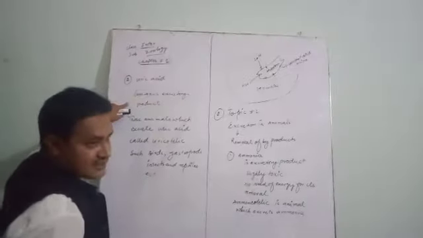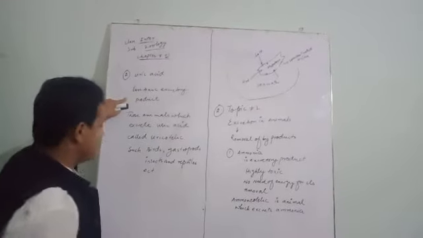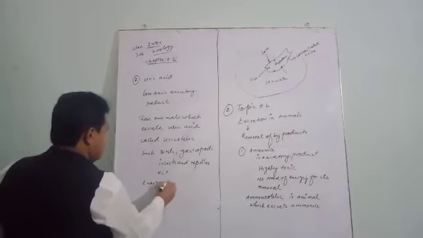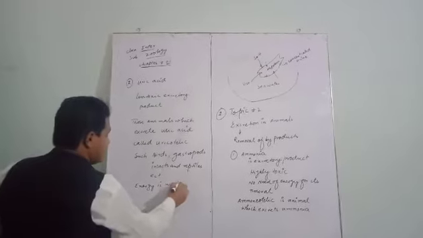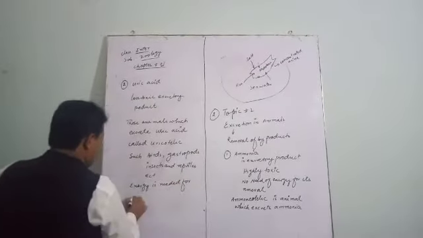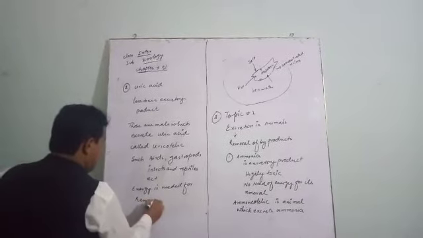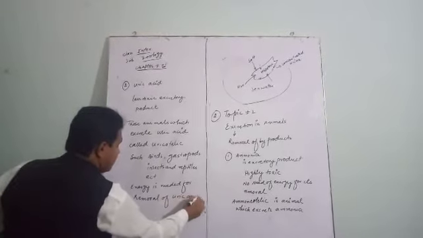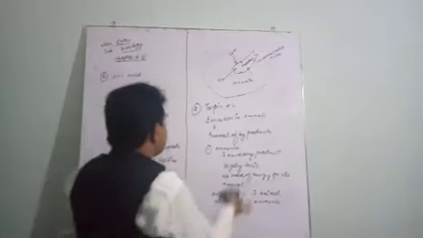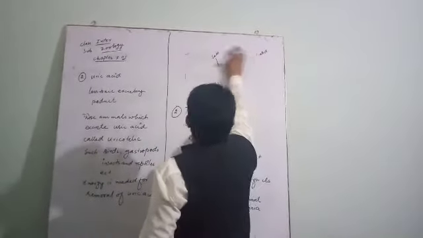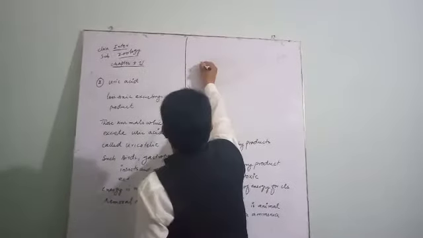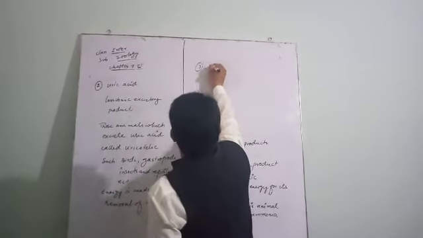For the removal of uric acid, energy is needed. Then we have the third excretory product, called urea.